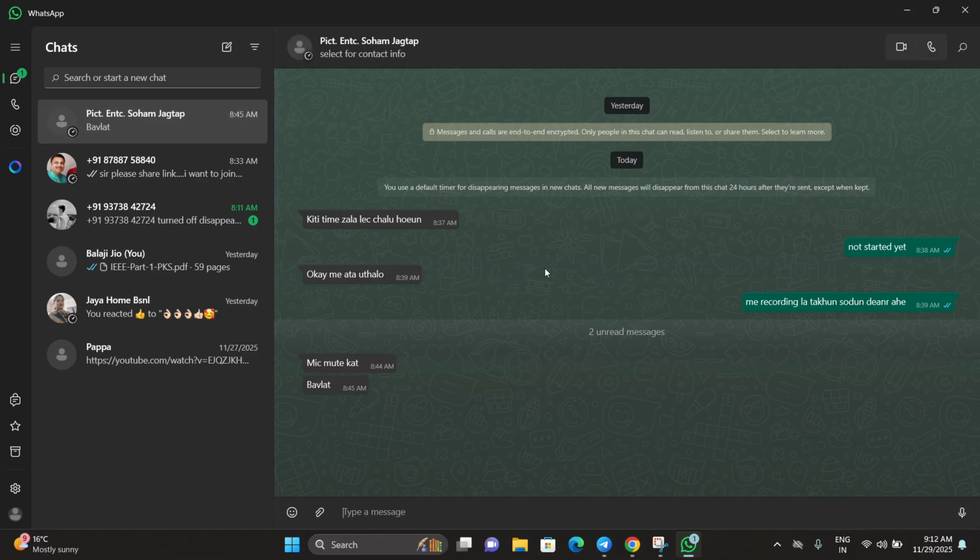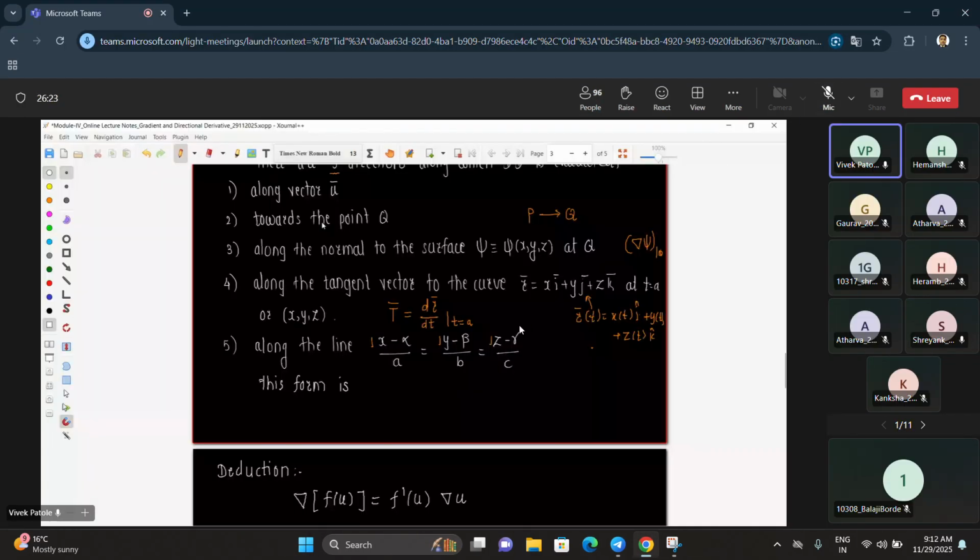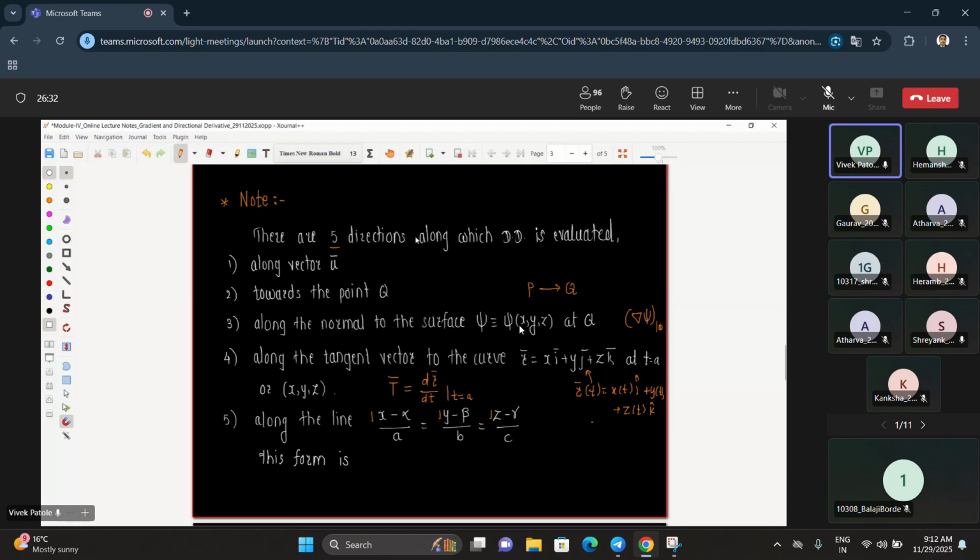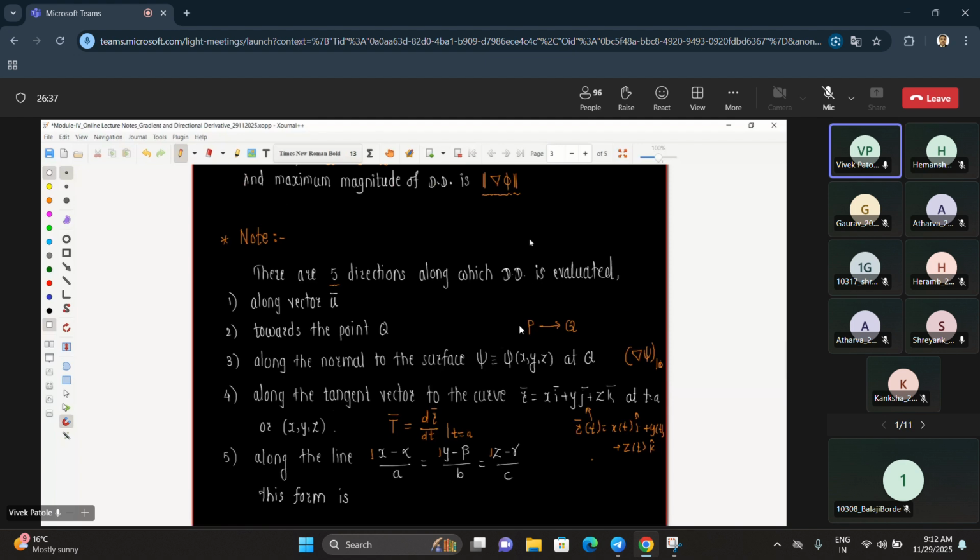In the second point, I couldn't understand what exactly is point Q, towards the point Q. What is point Q here? Point Q means it is a point in three dimensions. Suppose from some point you need to start to obtain the directional derivative. Because we want to represent a vector, and a vector has an initial point and an end point. Do you agree with me? Okay, so our initial point will be P and end point will be Q.